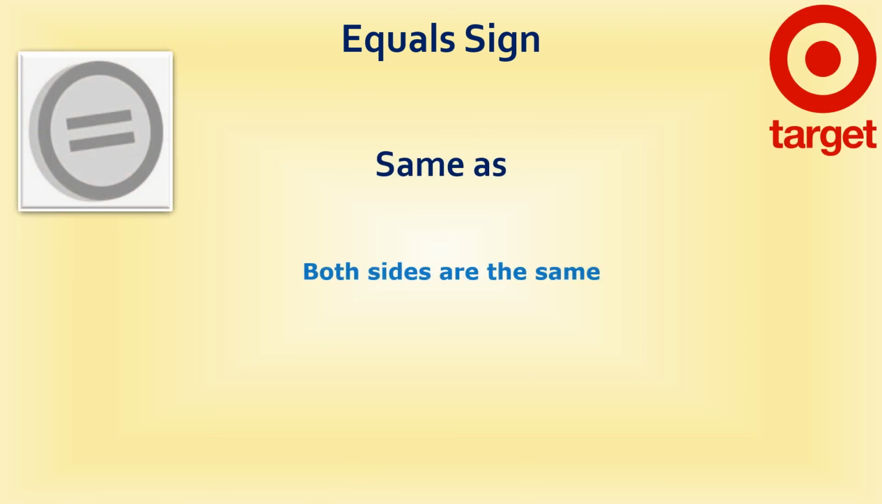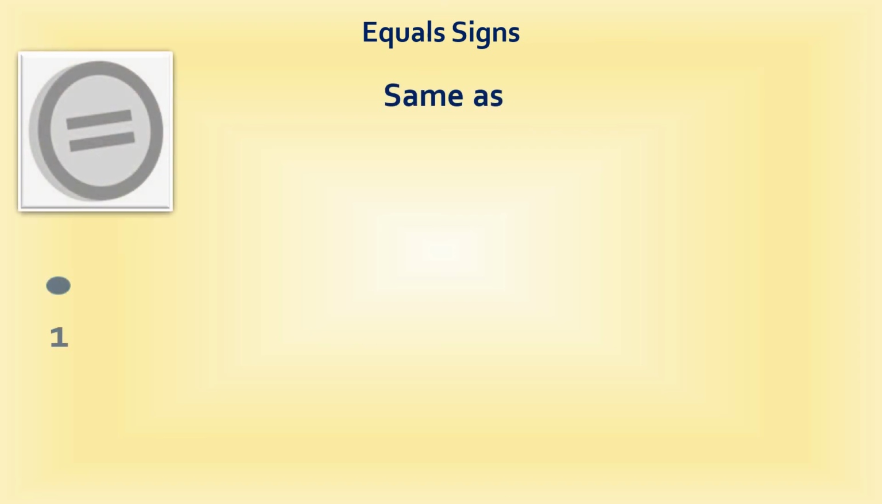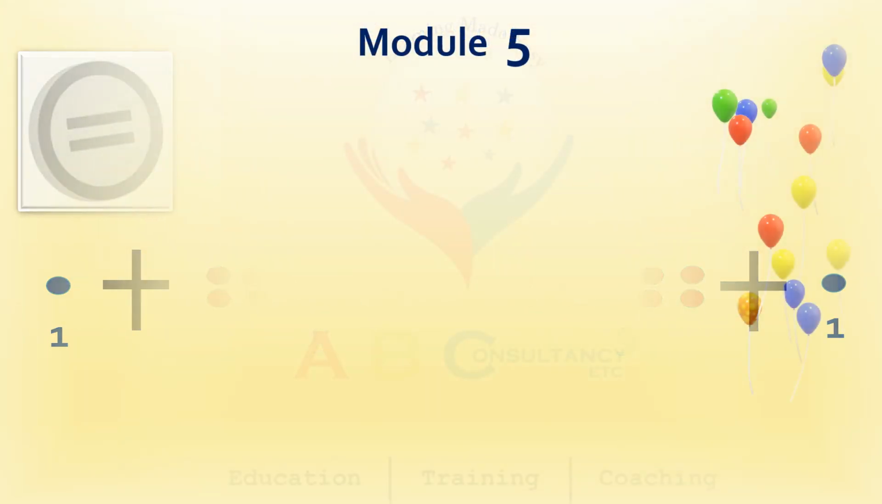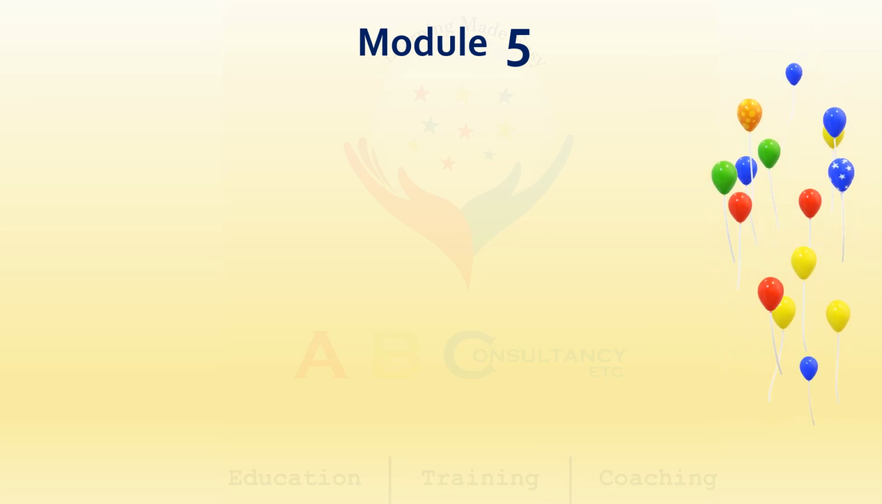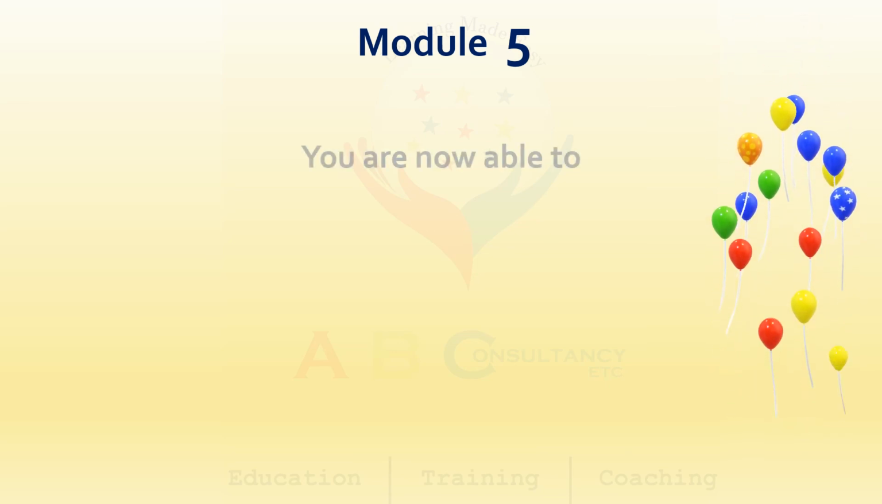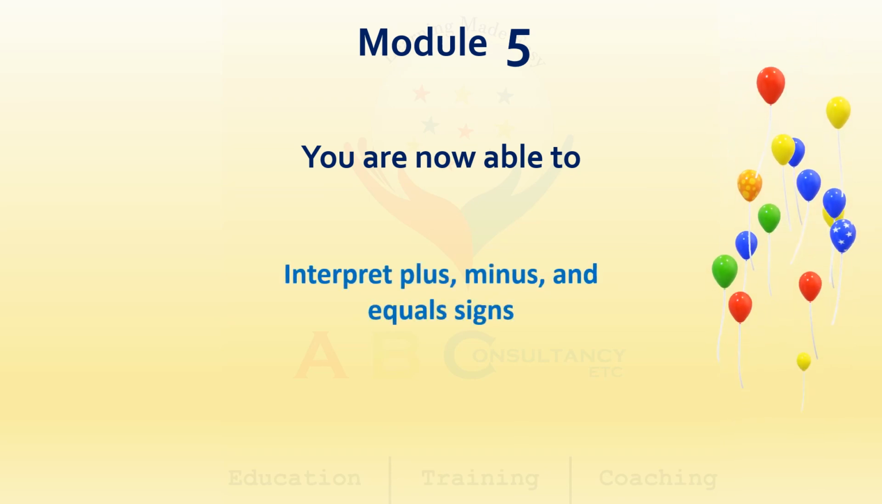The equal sign is the same as, that is, both sides are the same. 1 plus 9 is the same as 9 plus 1. This is the end of this session. You are now able to interpret plus, minus, and equal sign.